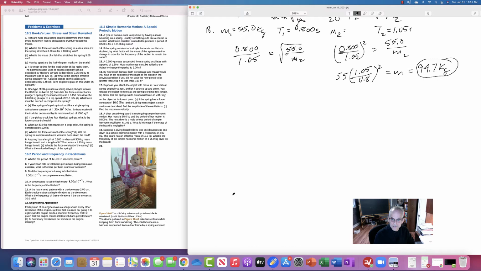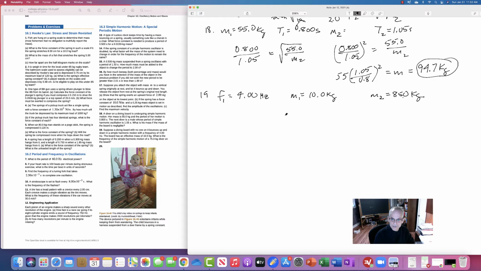number 19. Number 19 says, suppose a diving board with no one on it bounces up and down with a harmonic motion frequency. Now don't get fooled by that. Remember, that's 1 over the period. The board has the effective mass of 10.0 kilograms. What is the frequency of a simple harmonic motion if a 75 kilogram diver, so the mass 2 is going to be this plus the 75, so that's going to be 85 kilograms.